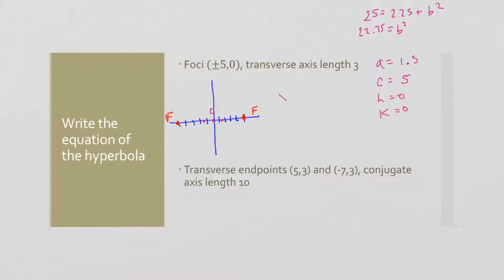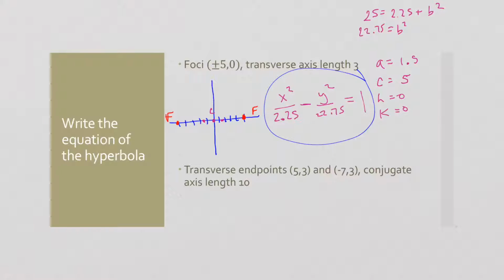So, our equation is going to be x squared over A squared. 1.5 squared is 2.25. Minus, because it's a hyperbola, y squared over b squared equals 1. And that's our final answer. So we're still, just like we would with ellipses, trying to find H, K, A, and B. Let's go ahead and check out the next example.